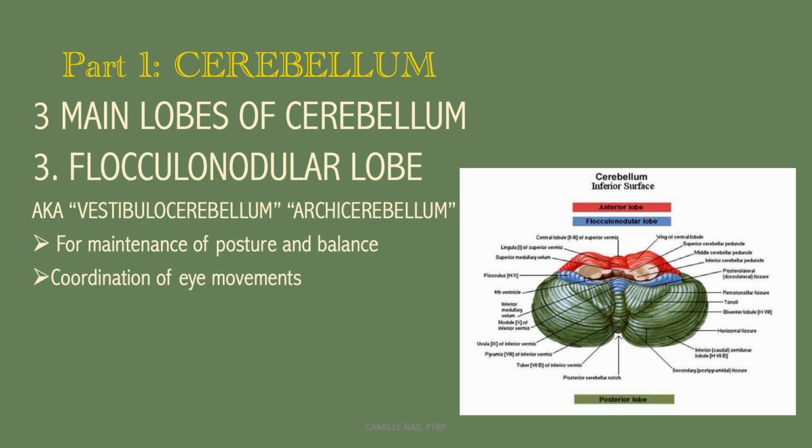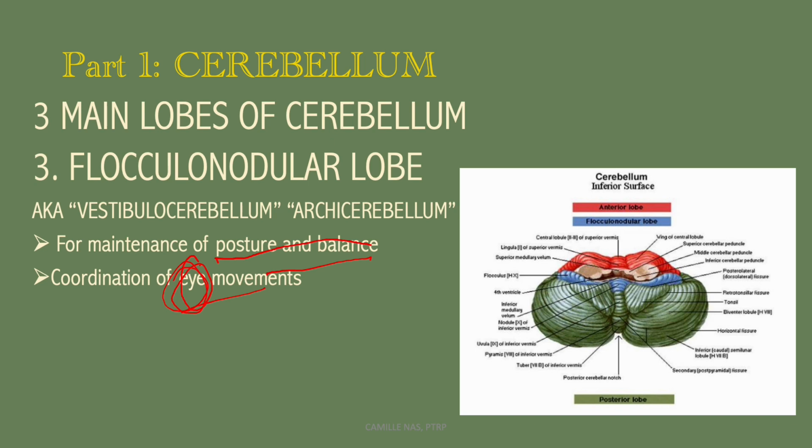Next, we have your flocculonodular lobe. This is also known as your vestibulocerebellum and your archicerebellum. So many names. We have paleo, we have neo, and we have archicerebellum. This one is for maintenance of posture and balance, and also coordination of eye movement. So this is specific to the eyes. Earlier, it was coordination of voluntary muscle activity; your flocculonodular lobe is specific to eye movements.